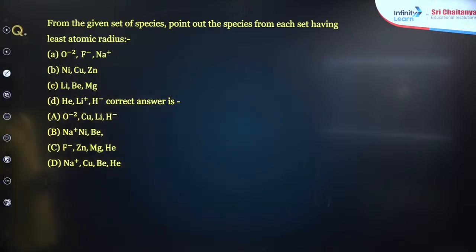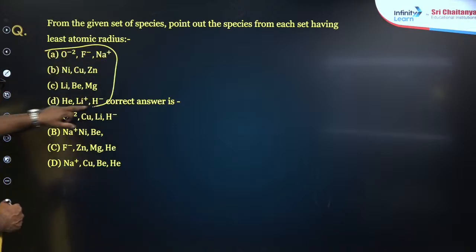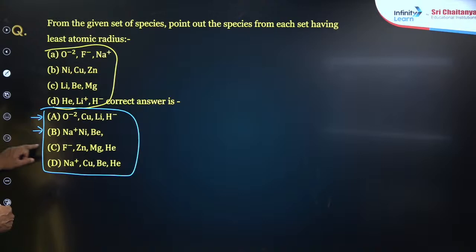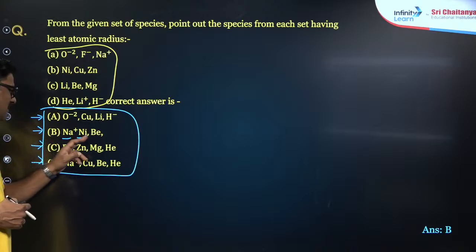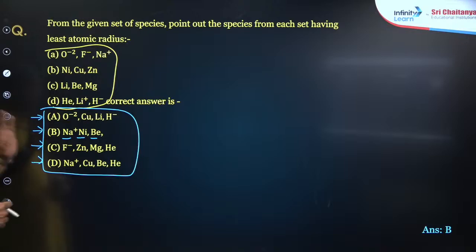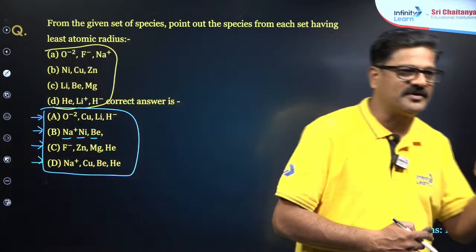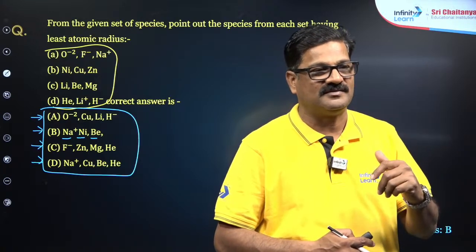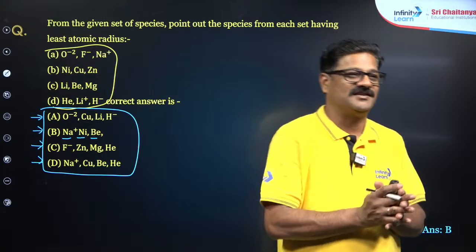Now let's look into one more question. From the given set of species, point out the species in each set having the least atomic radius. These are the given species, and your answer lies in these options. It is going to be sodium plus, nickel and beryllium. You just check it. Why do you give a graphical representation of the periodic table? A graphical representation of the periodic table is not required. That is not a table, when you say a graph. Thank you Ashok Jadhav, thank you very much.